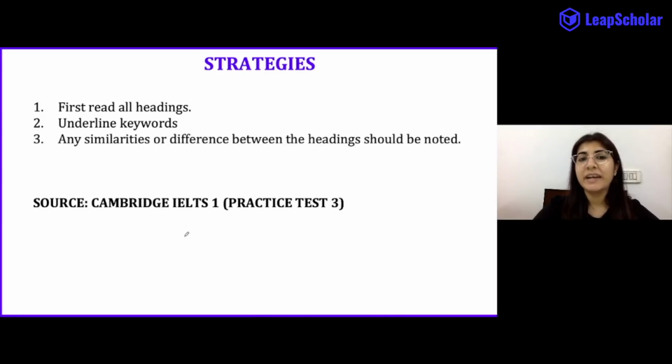Alright. Any similarities or differences between the headings should be noted. So what does this mean? You could have two headings which have slightly similar words or which are contradictory. So these headings should be specially marked and you can circle these headings so that you don't get confused and you read them carefully when you find a paragraph which looks like it corresponds to these.